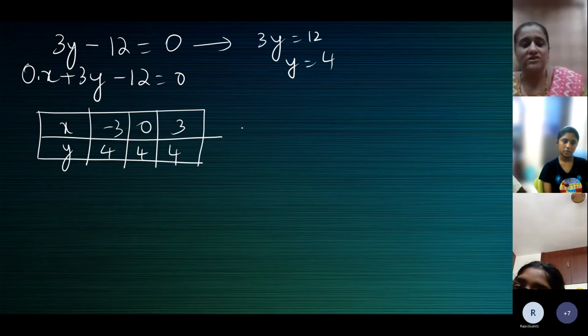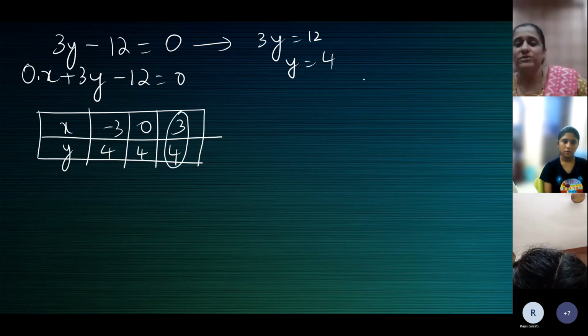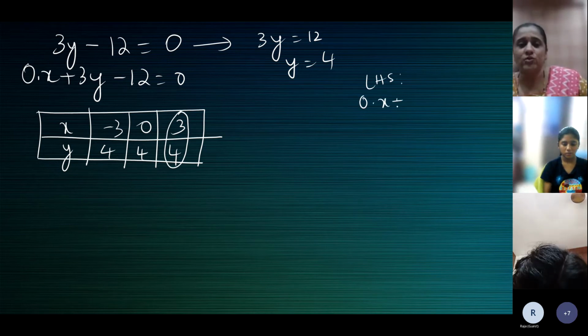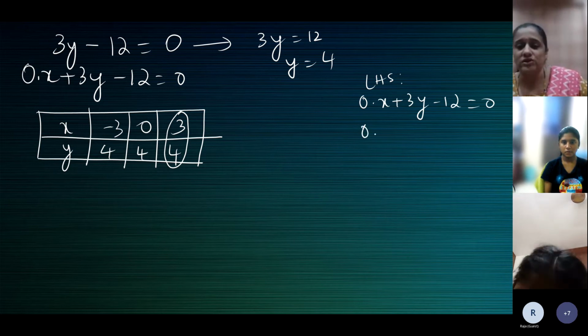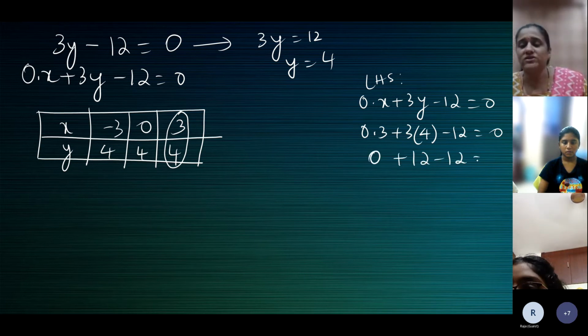And again, when you check, I'll just check for one. We'll check this one. Let's take up the LHS. 0x plus 3y minus 12. So x is 3, so 0 into 3. X is 3, please see that. 3 into 4 minus 12. So 0 into 3 is 0, plus 12 minus 12.